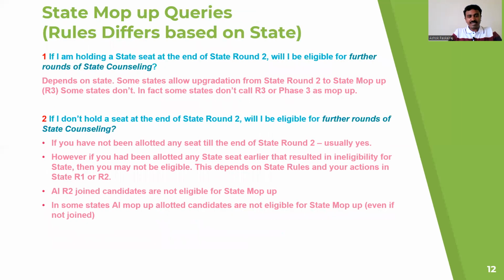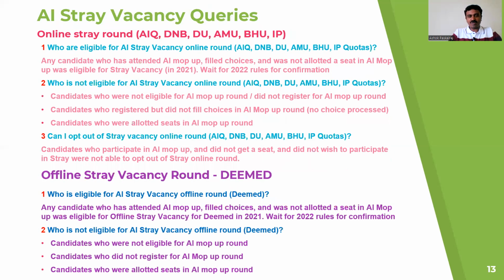So don't become ineligible in a state or All India without understanding the rules, by filling in a choice that you do not wish to join and then becoming ineligible because you did not join the seat. There are many states which have those rules, and at different stages these rules change. Clearly understand the rules and act accordingly.